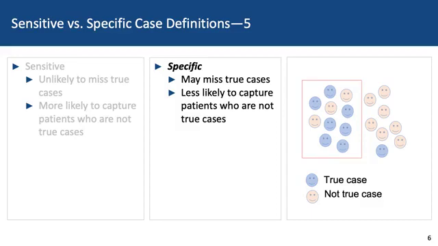So when you're thinking about sensitive versus specific case definitions, you need to think about your particular disease and the objective of your surveillance system. If it's really important for your surveillance system not to miss any true cases, then you need to go sensitive. If it's really important that you capture only true cases, then you need to go specific. So sensitivity and specificity in case definitions are always a bit of a trade-off, and you have to decide which way you want to go based on the surveillance objective.